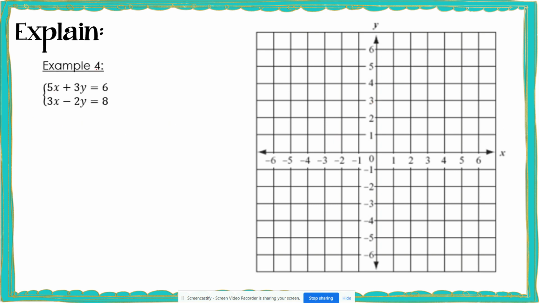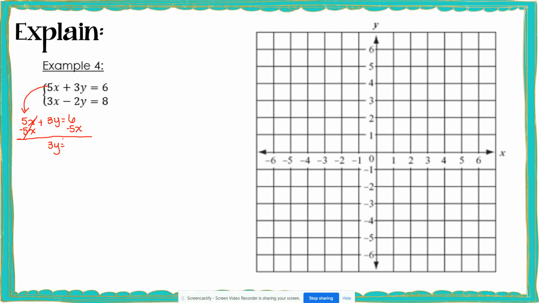Example 4 says 5x plus 3y equals 6. So let's start with that equation. Well, if we have 5x plus 3y equals 6, we know we need to get y by itself. We need to start by eliminating this 5x. Since that's a positive 5x, I'll do negative or minus 5x on both sides. Well, these will cancel, and I'm left with positive 3y. On this side, I have 6 minus 5x.